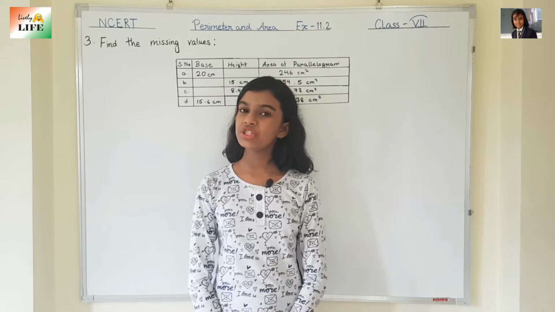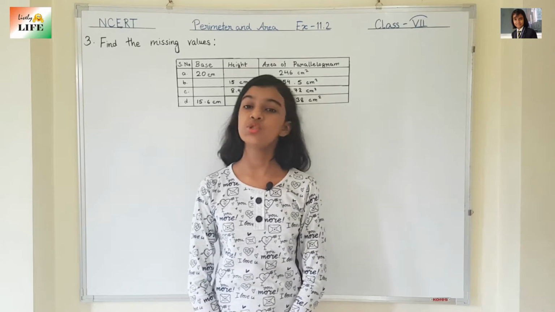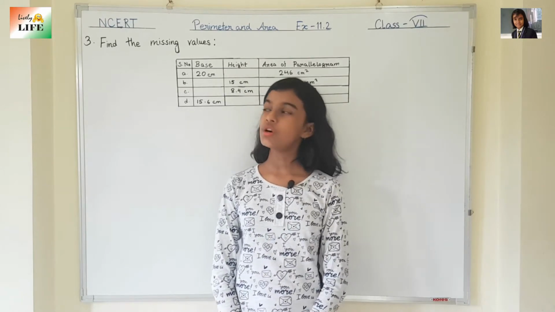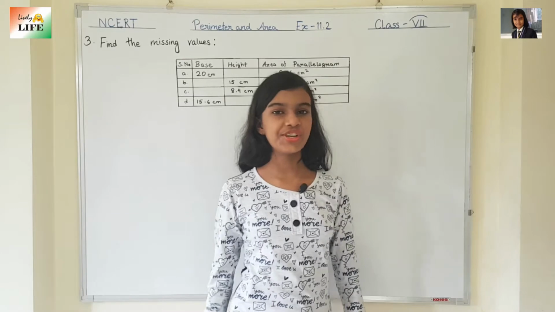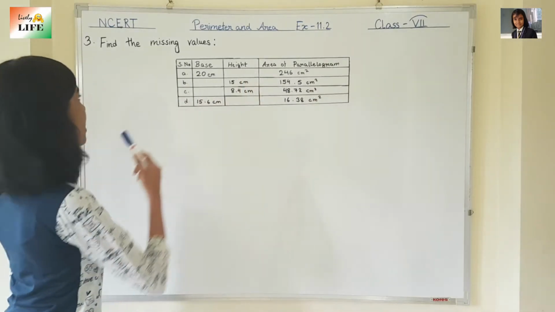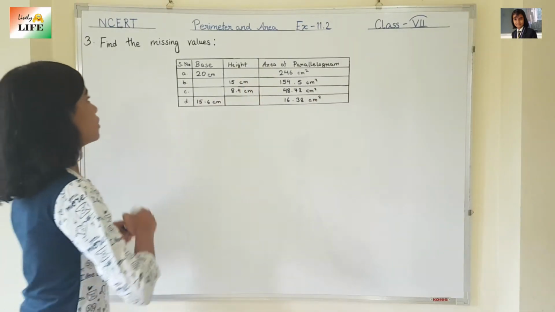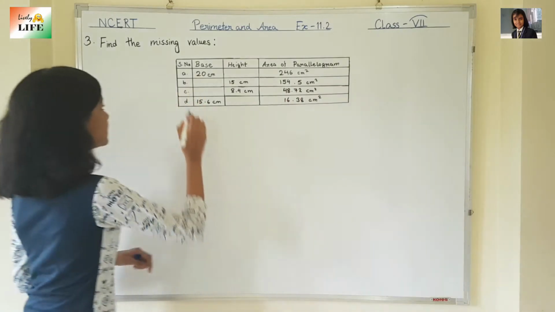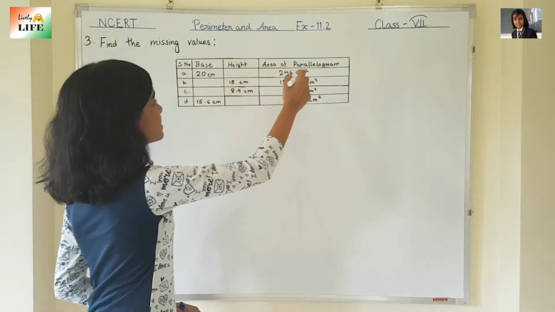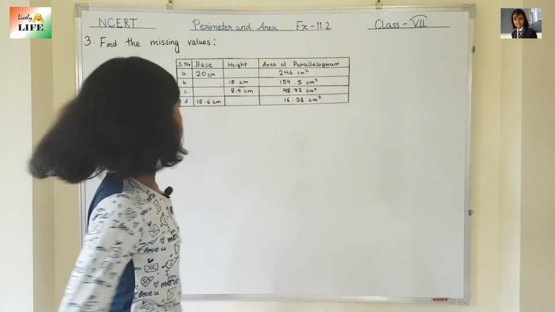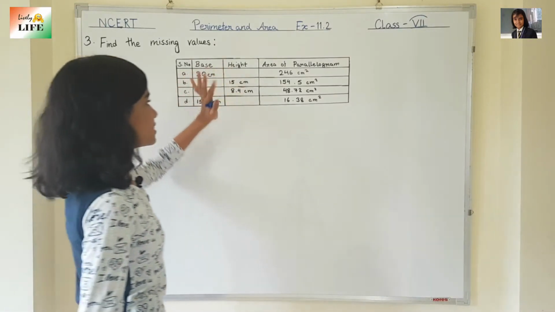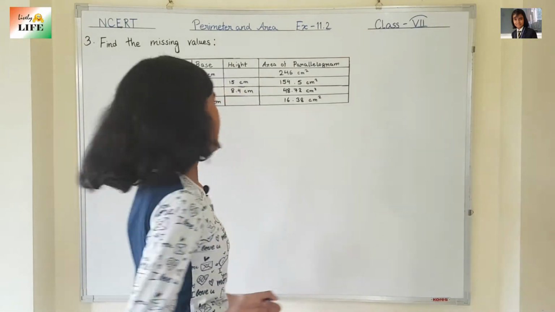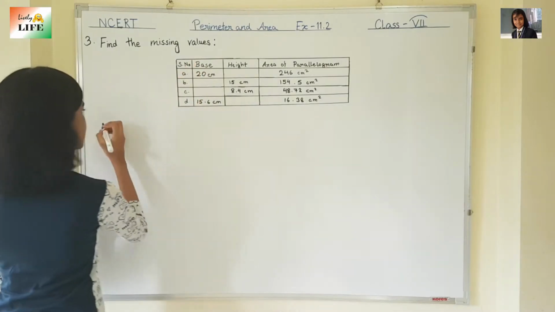In the previous video, we have already completed question number 2 of exercise 11.2. Now we are going to start with question number 3. Find the missing values. Here is a table given, you can see base, height, area of parallelogram. Somewhere the base is missing and somewhere the height is missing. So we need to find out. So first let's solve A.